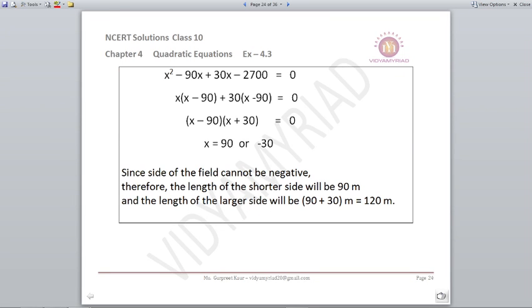Now this can be solved with the help of middle term splitting, and we get the factors as (x minus 90)(x plus 30), where x is 90 or minus 30. Since the field size cannot be negative, the shorter side will be 90 meters and the larger side will become 90 plus 30, which is 120.